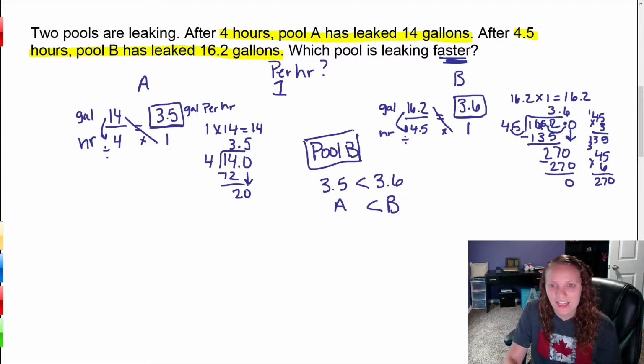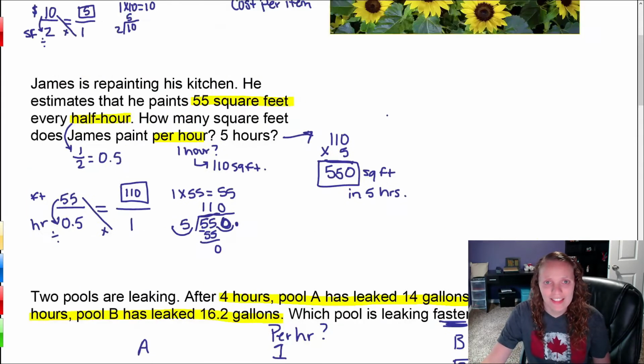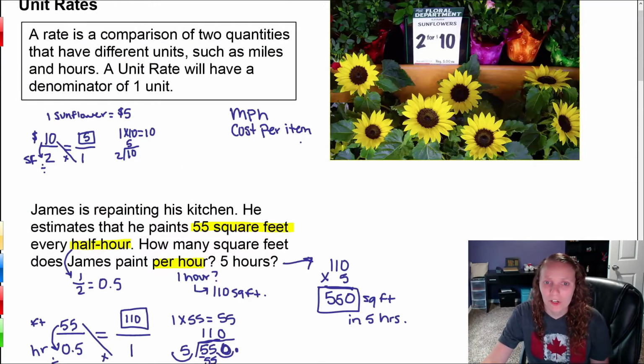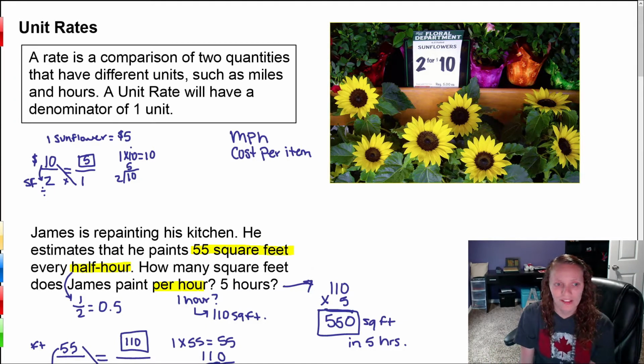Okay guys, today we learned about what a unit rate is. It's the cost per item, or how fast you're going per mile, how many miles per hour. We learned that for unit rate we must use a 1, so like it's the cost per item, meaning how much money does one item cost.